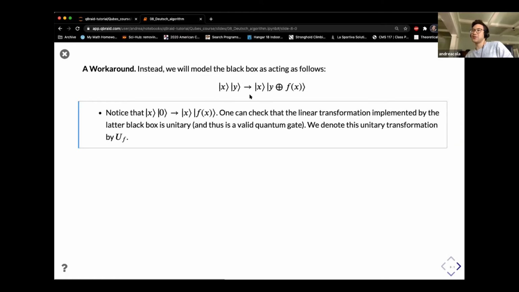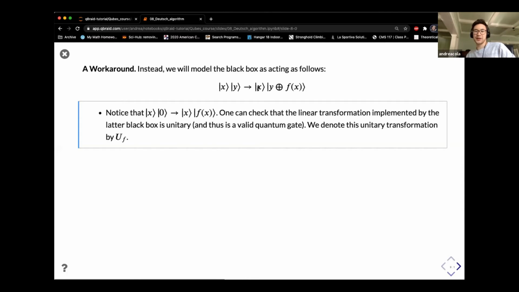In particular, the way that we resolved the fact that the previous function was not reversible is that here, we're keeping track of the input to the function x, whereas before we were throwing it away. We were just saying 0 maps to f of 0, 1 maps to f of 1. We were completely throwing away the input and just keeping the output. And here we're still recording what the input was. We're not throwing it away.